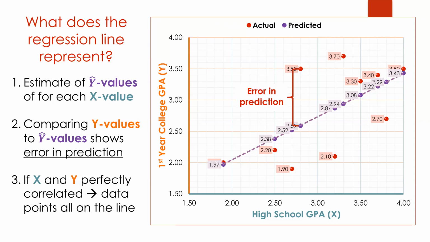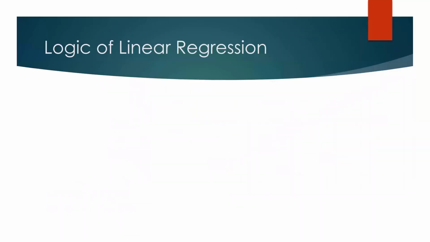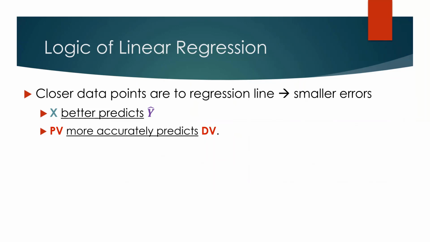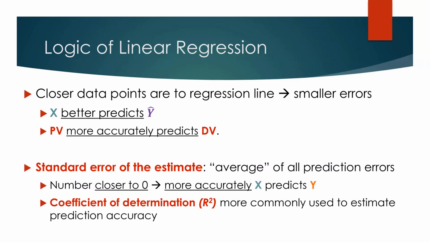Okay. So what do we do with all these errors in the prediction that we can calculate? All the differences between the actual values and the predicted values. Well, the closer the data points are to the regression line, the smaller the errors, right? The closer the actual college GPAs are to their predicted GPAs, the more accurately high school GPA is predicting first year college GPA. So what we can do is we can calculate on average how much error do we have. This is called the standard error of the estimate. Okay? It's essentially taking the average of all the prediction errors. Now, the closer this number is to 0, the more accurately x predicts y.